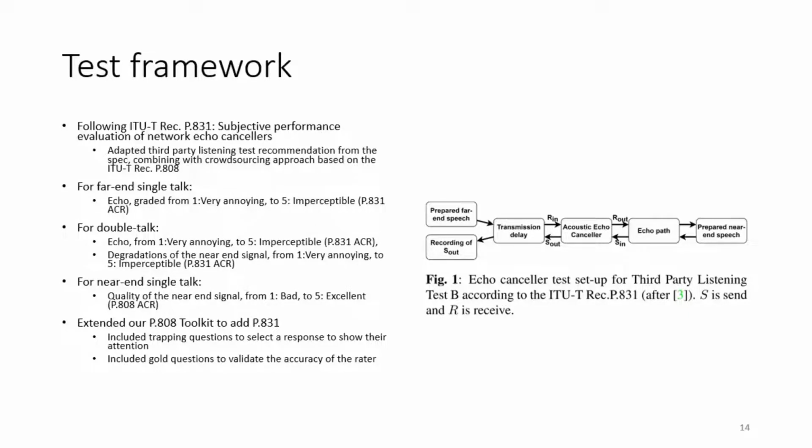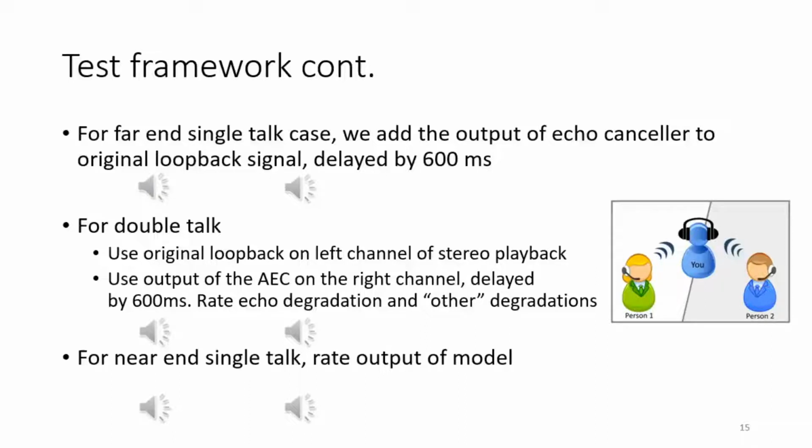The solution was implemented as an extension to our P.808 toolkit and includes trapping questions, gold questions, rater qualifications, and analysis tools. For the far-end single talk case, we added the output of the AAC to the original loopback signal, delayed by 600 milliseconds. For double talk, we used the original loopback on the left side of a stereo playback and the output of the AAC on the right channel. For near-end single talk, we rate the output of the model directly.